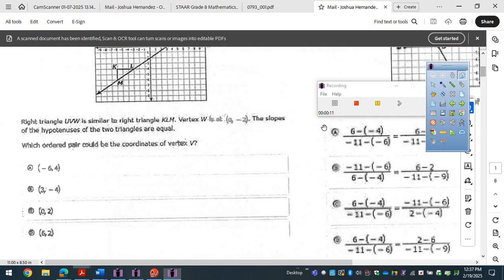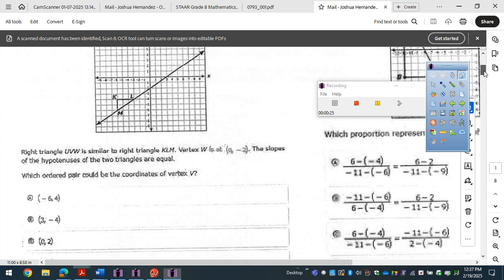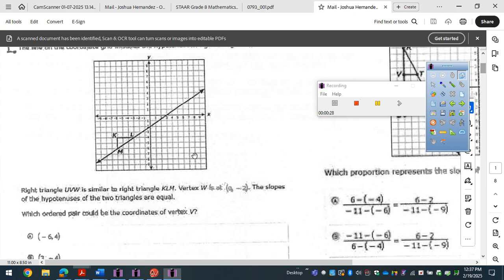Okay, so this is pretty easy. This is a right triangle. UVW is similar to right triangle KLM. Vertex W is at 0, -2. So it's saying, well, you gotta understand what's going on here. Anytime it talks about a line and a slope, any slope that you create on this line is going to have the same slope.